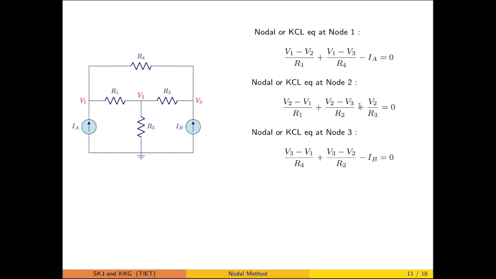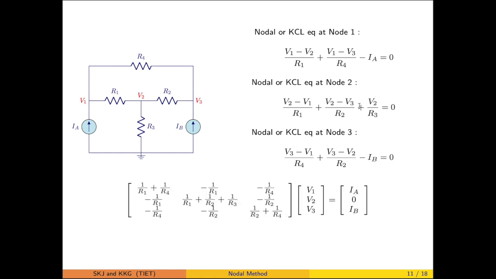Now the next step is we have to rearrange these equations, and the equations are rearranged into the matrix form. This matrix form also gives you some idea of how we can write the equations in general. So here V1 into (1 upon R1 plus 1 upon R4), so that is one element. Similarly you have marked the other elements of this matrix.